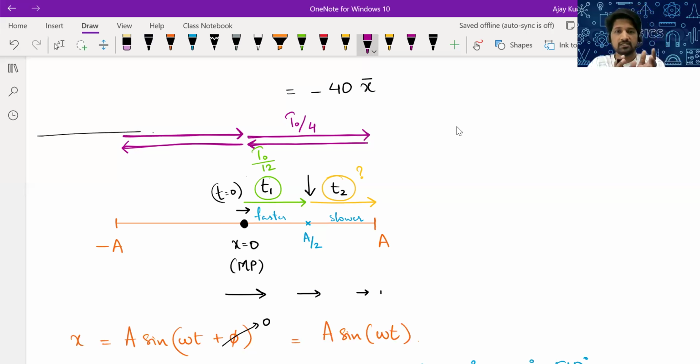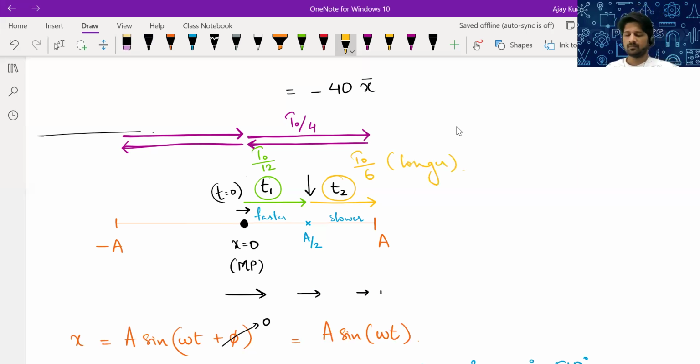So if you take intervals where all velocities are touched, then for those intervals, the time taken will be the same. But look at this part of the journey, 0 to a by 2 and a by 2 to a. In 0 to a by 2, all velocities will not be touched. In a by 2 to a, all speeds will not be achieved by the particle. And in 0 to a by 2, the average speed it attains is more. In a by 2 to a, the average speed it attains is less. Now T1 we found out as T naught by 12 and T2, when expressed in terms of time period, turns out to be T naught by 6, which is basically longer.